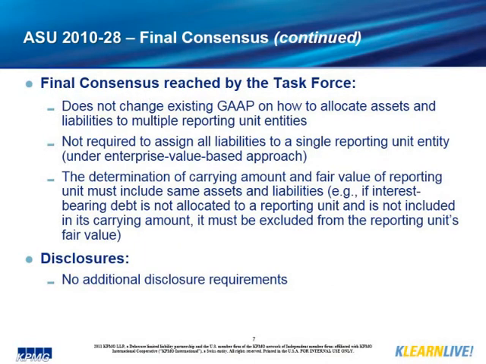Ultimately, the task force concluded that it would not mandate the use of either approach. Rather, assets and liabilities should be assigned to reporting units based on existing GAAP. Existing GAAP requires that assets and liabilities are assigned to reporting units if two conditions are met. Firstly, the asset will be employed in, or the liability relates to, the operations of the reporting unit, and secondly, the asset or liability will be considered in determining the fair value of the reporting unit.